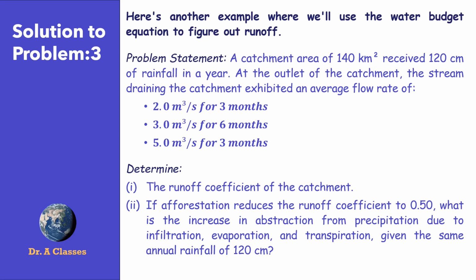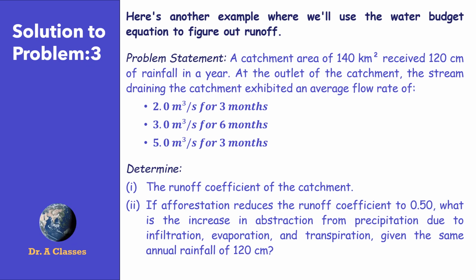Solution to the problem. Here is another example where we will use the water budget equation to figure out runoff. Problem statement. A catchment area of 140 square kilometers received 120 centimeters of rainfall in a year. At the outlet of the catchment, the stream draining the catchment exhibited an average flow rate of 2.0 meter cube per second for 3 months, 3.0 meter cube per second for 6 months, 5.0 meter cube per second for 3 months. So we need to determine the runoff coefficient of the catchment.